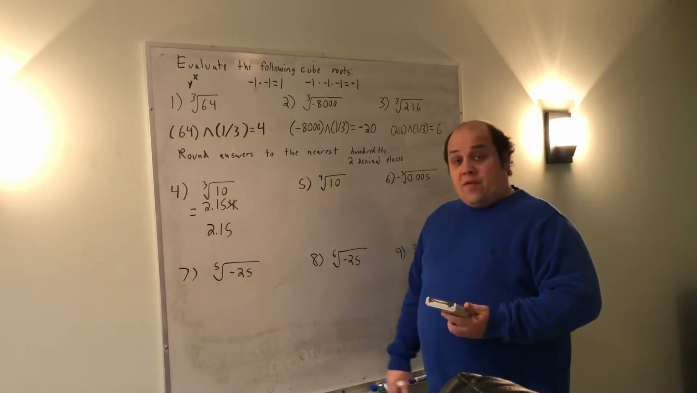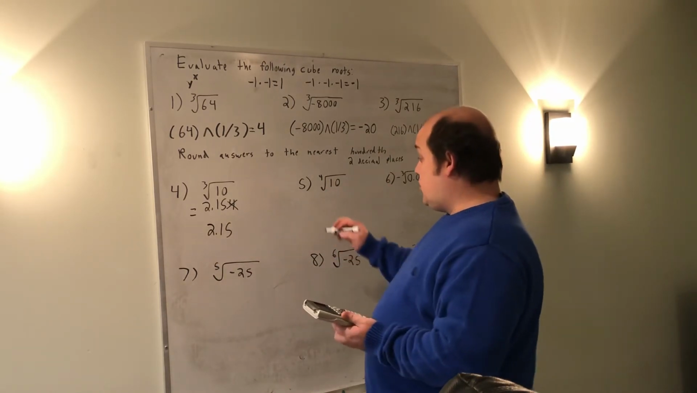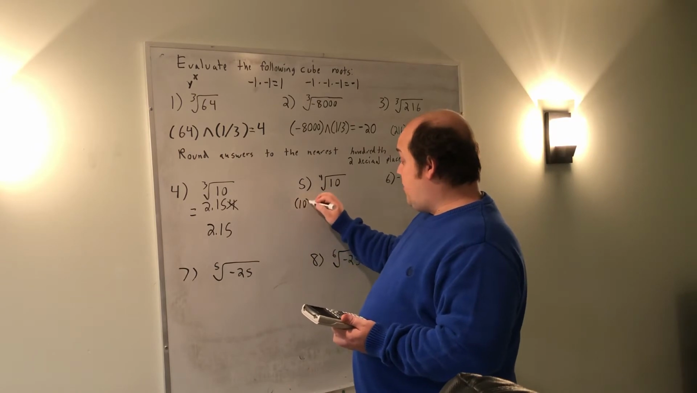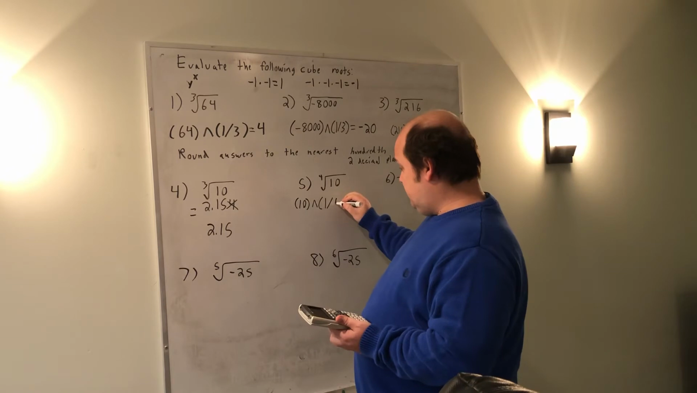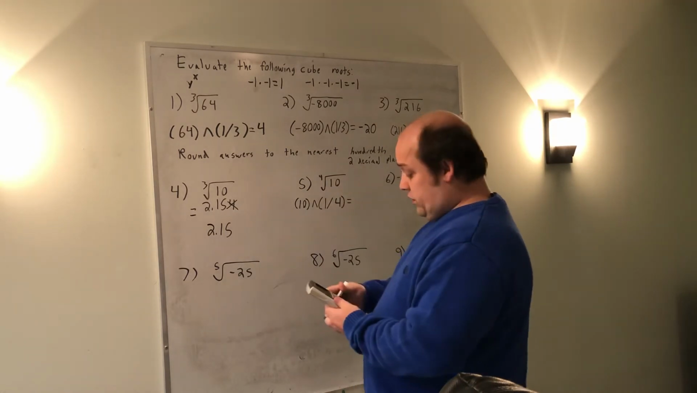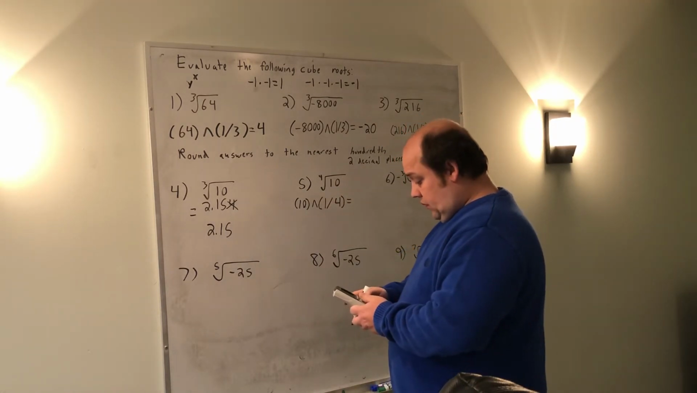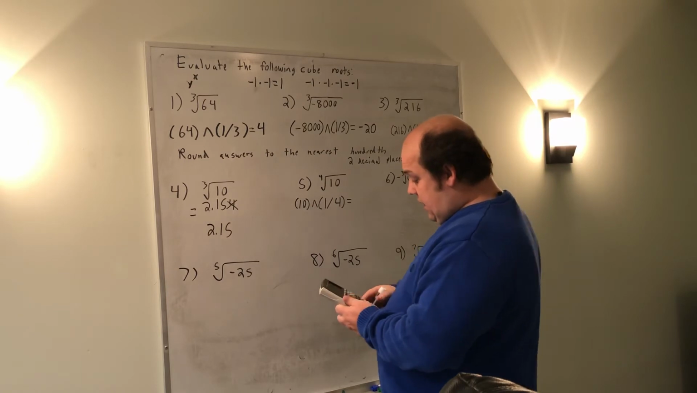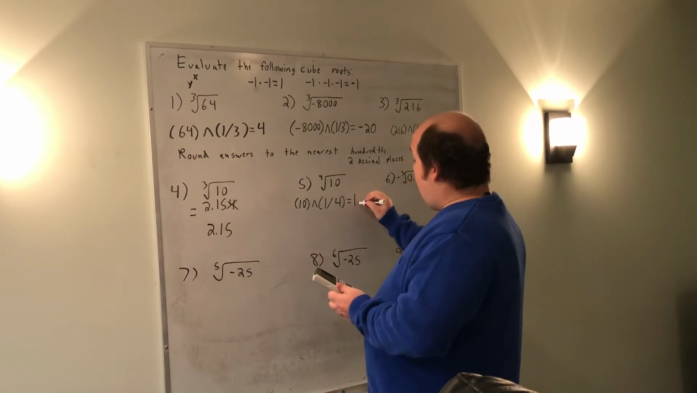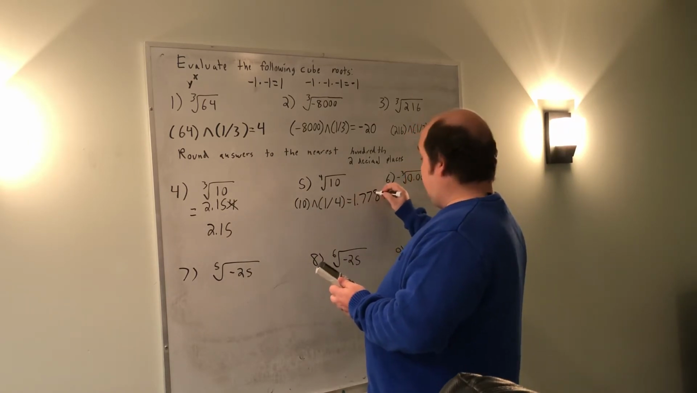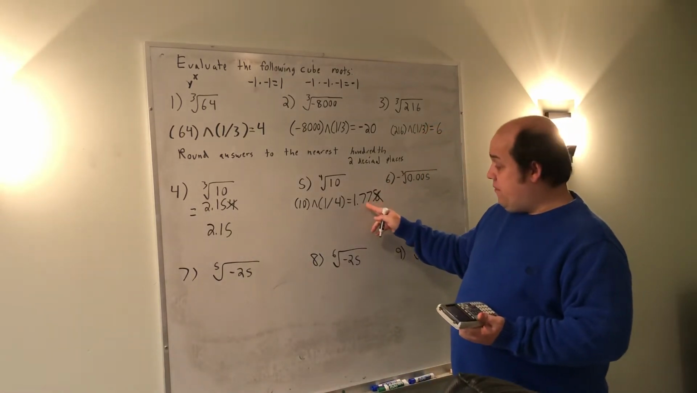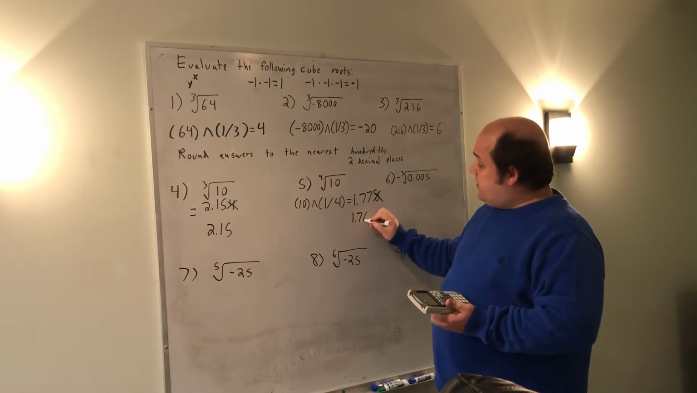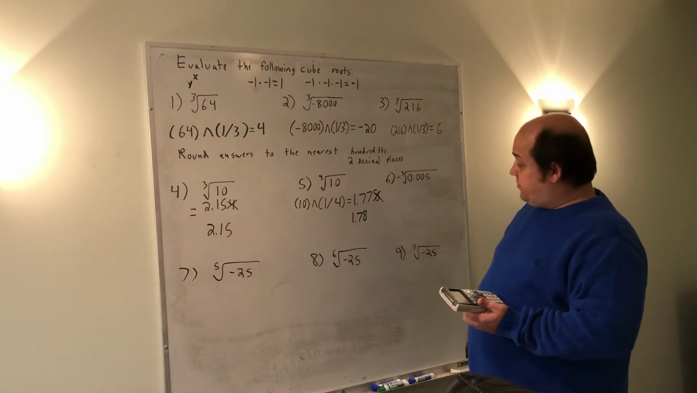When I go to do number 5, this is a 4th root, changes things ever so slightly. I'm going to put in 10 to the power of 1 divided by, now instead of a 3, 1 divided by 4. When I put that in my calculator, I get an answer of 1.778. Because I'm dropping something 5 or larger, I round up. So my final answer is 1.78.